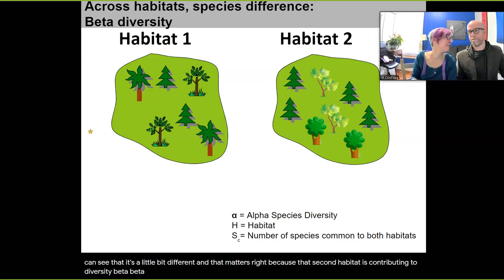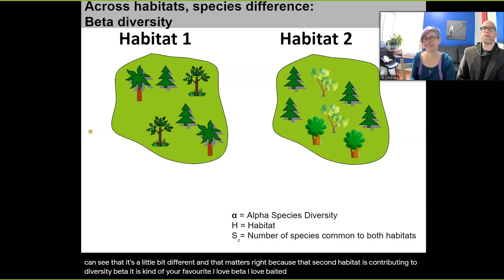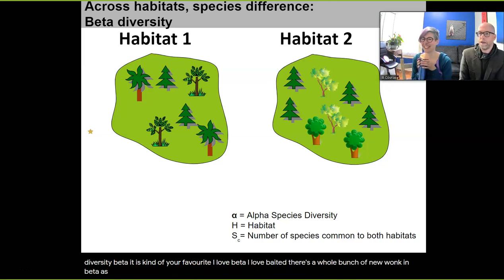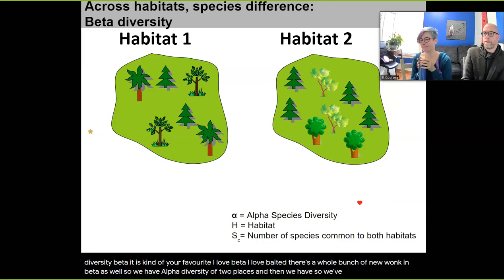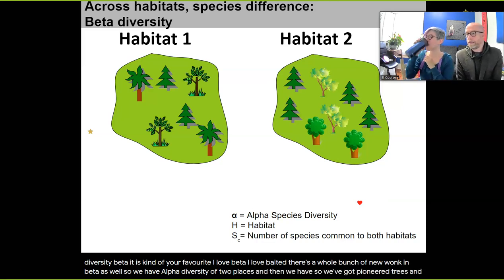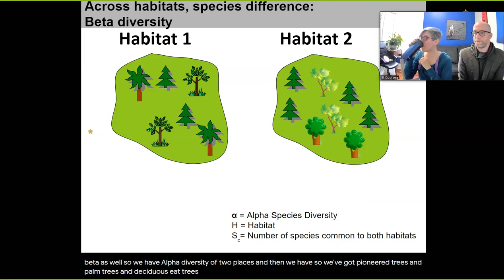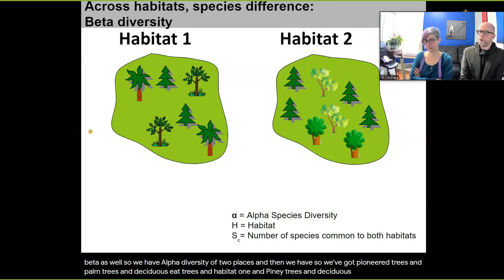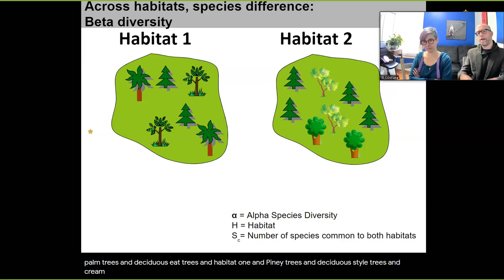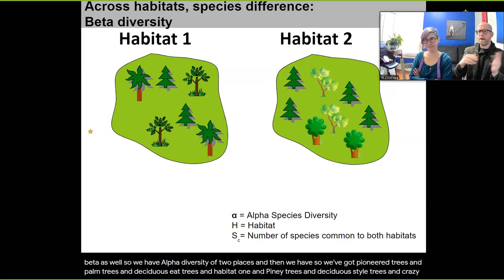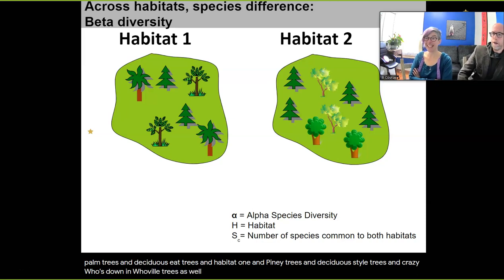Beta. Beta's kind of your favorite. I love beta. There's a whole bunch of nuance in beta as well. So we have alpha diversity of two places. And then we've got piney trees and palmy trees and deciduous trees in habitat one, and piney trees and deciduous style trees and crazy trees down in Whoville as well.